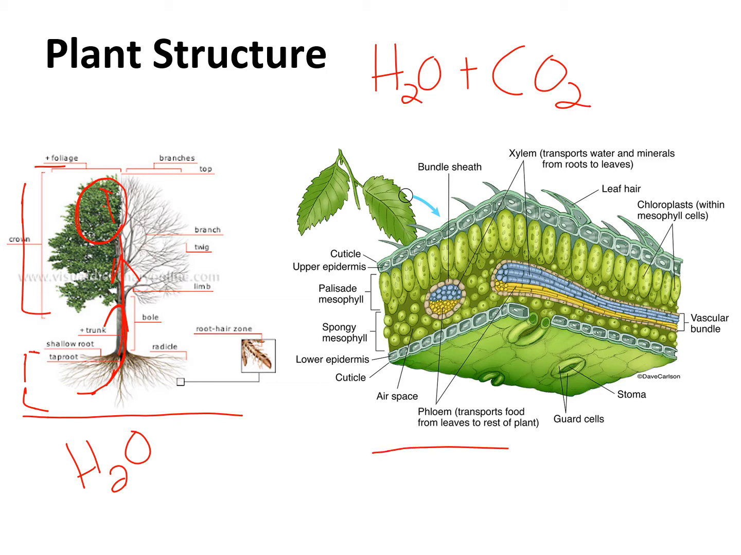Now for leaf structure, this is a diagram of leaf structure, and the leaves, this is where the plant is going to acquire the carbon dioxide, and this is done through the stoma. Stoma are pores on the bottom of the leaf, the underside of the leaf, and it allows for gas exchange.